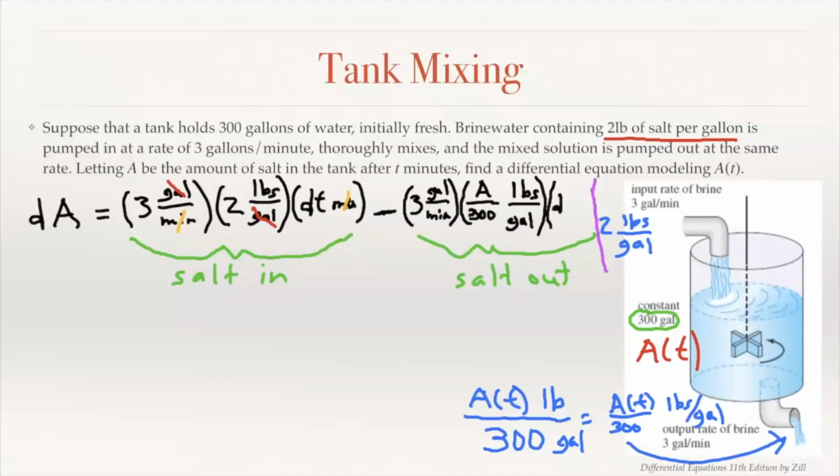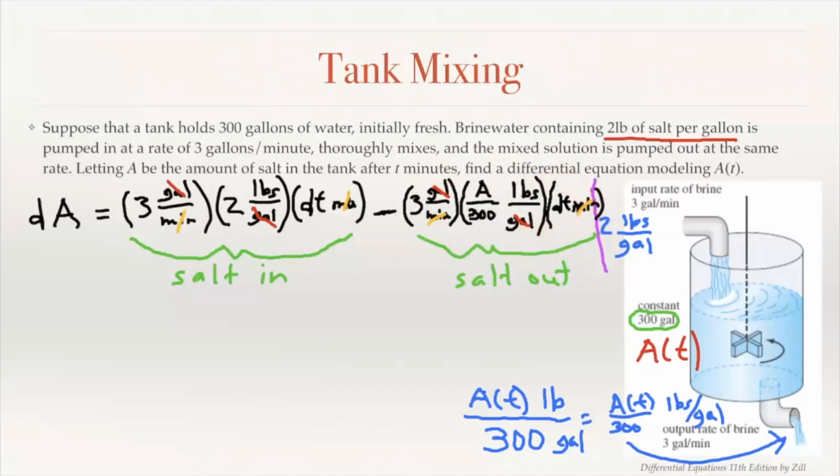And how much time has passed? dt minutes. And once again, dimensional analysis. We have found that this is the number of pounds of salt that have entered the tank after dt minutes, a little microsecond.